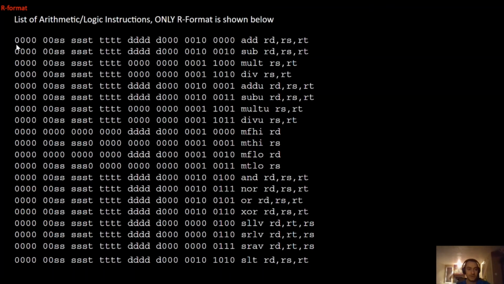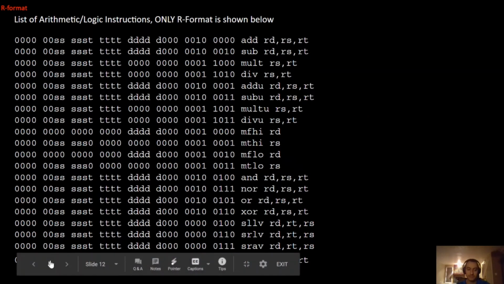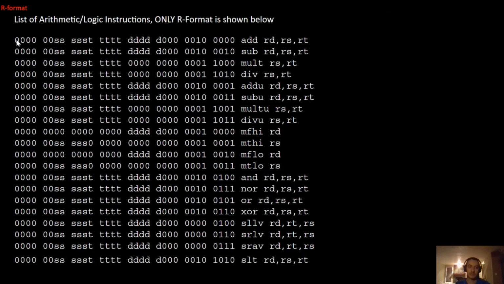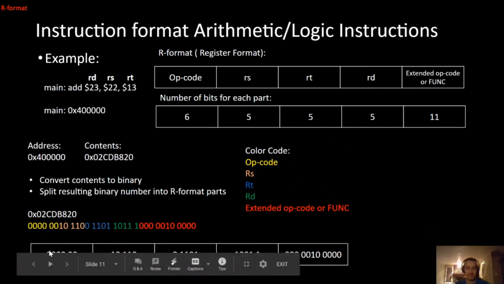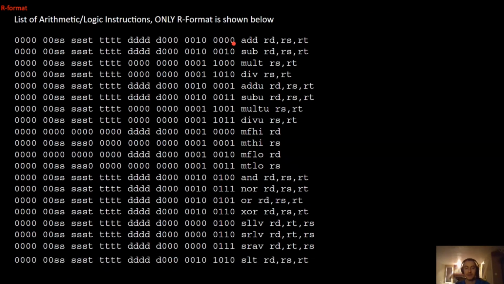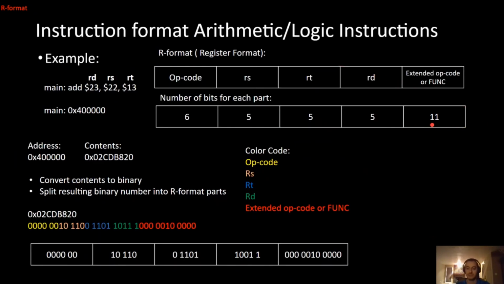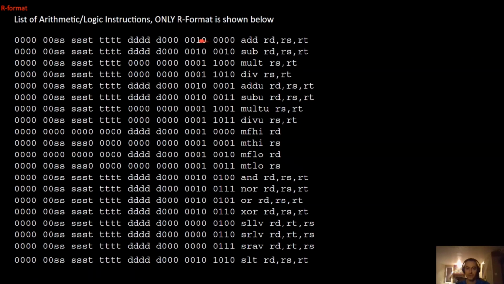If you look, the first 6 bits are zeros, and as we said, all of the R format instructions have these 6 bits as zeros. So here we get 6 zeros, and that's the answer we have down here. Then on the last part, we had 11 bits. So counting 4, 8, 9, 10, 11, these 11 bits are the extended opcode.